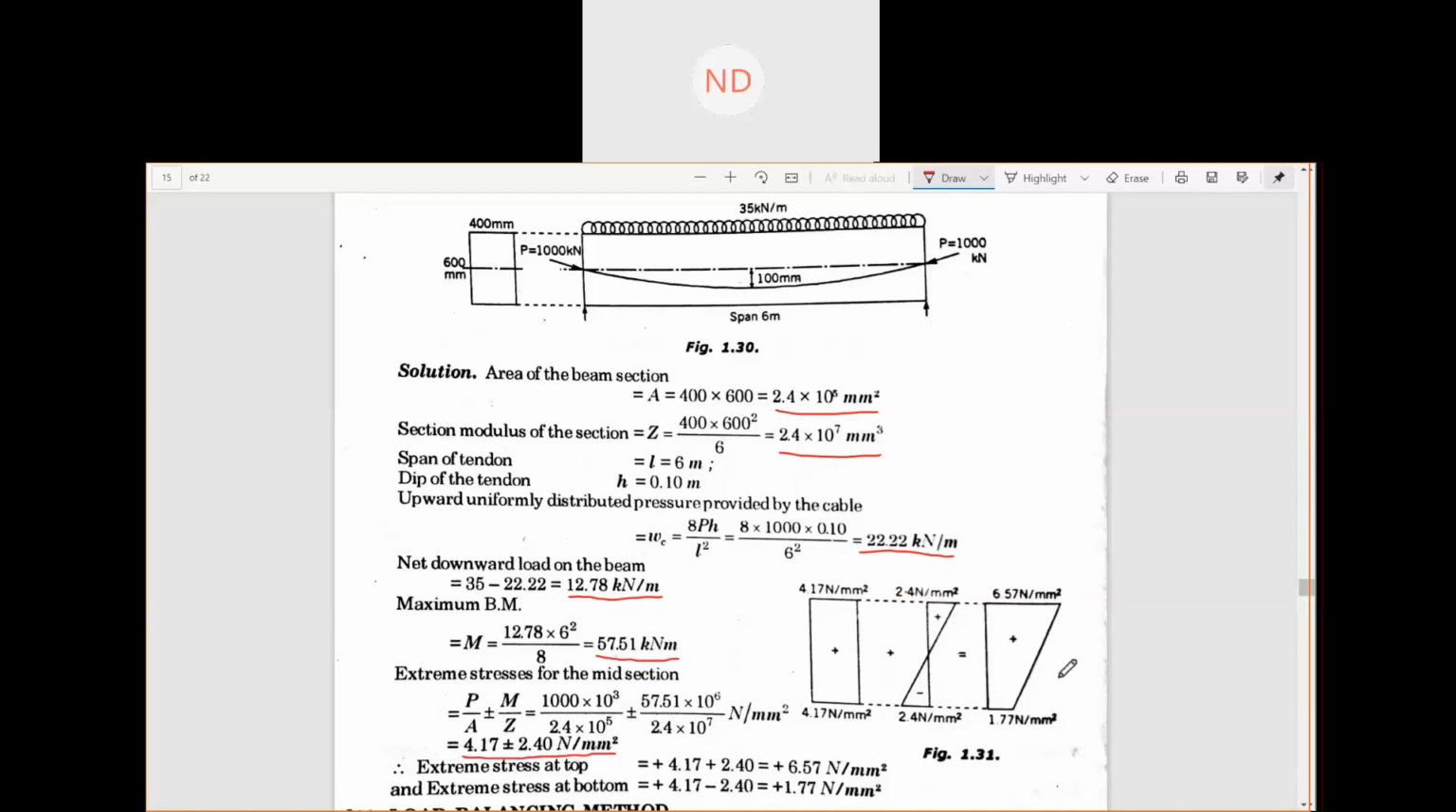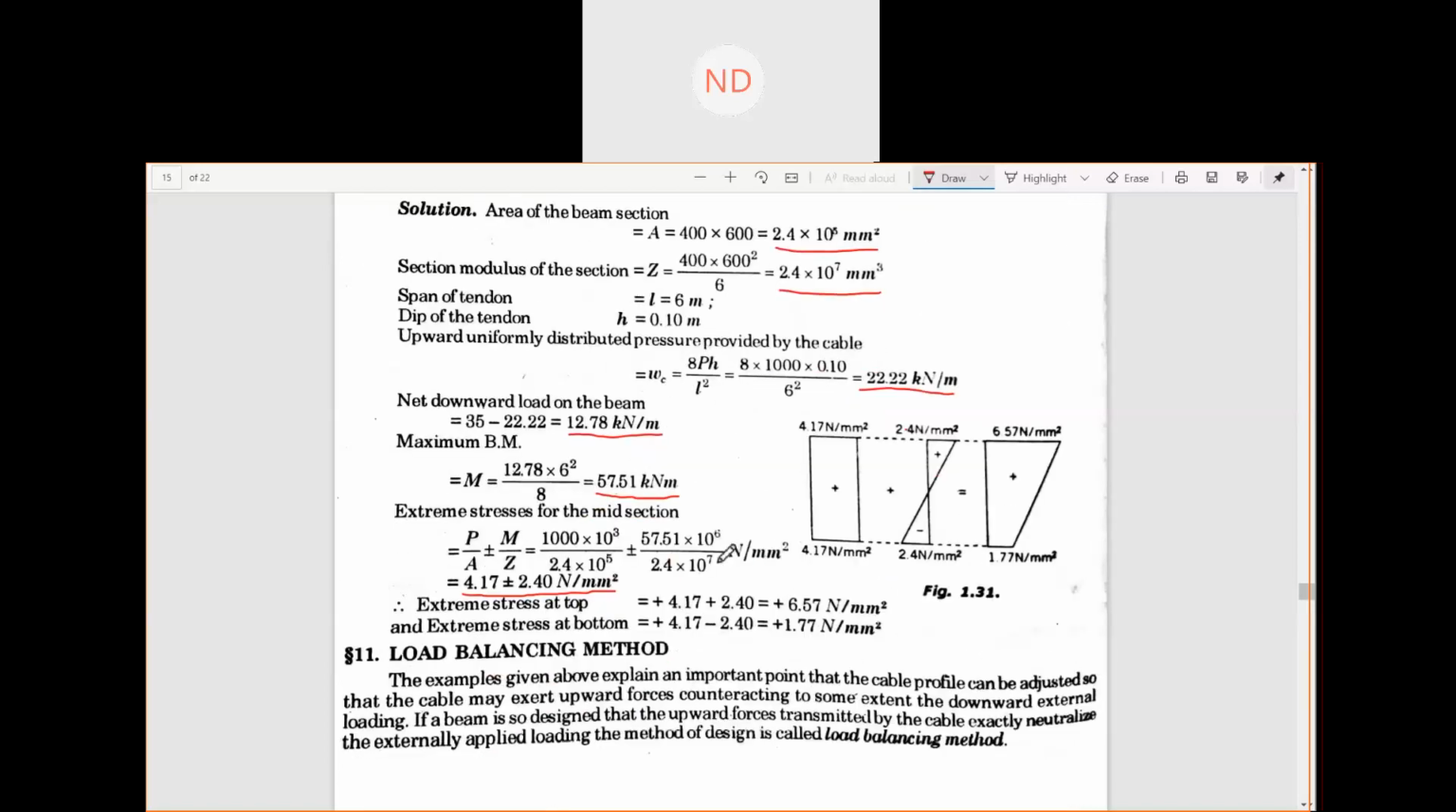However, we know that our total stress which is acting on the beam is compressive. Compression is there on the entire beam, at the top with a compressive stress of 6.57 and at the bottom 1.77. Whenever you have a parabolic profile, you just need to know the upward uniformly distributed load, which is trying to counterbalance the downward load. Okay, so next we will see the load balancing method.